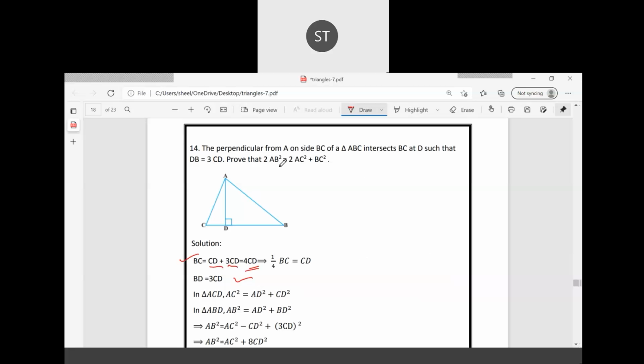Now what should we prove? 2AB square equal to 2AC square plus BC square. So on the right side, AC square is there and AB square is there. Let's check that. What can we write there?